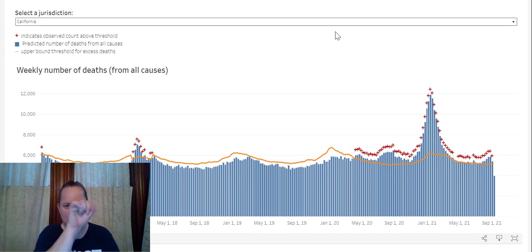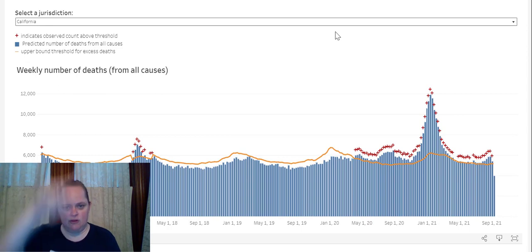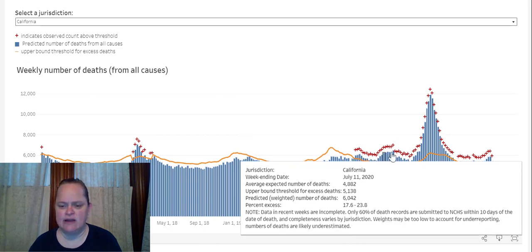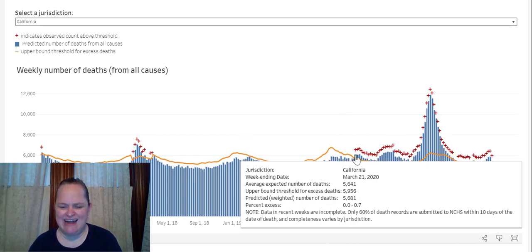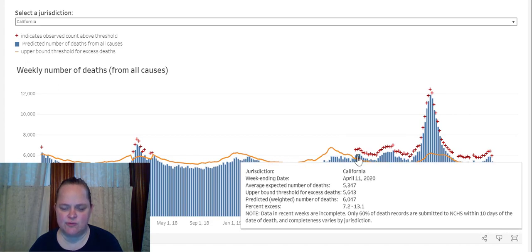Now, Texas stretches across the south, and California is more north-south. So what can happen, and I'm just using the CDC dashboard here, is that we do see a little bitty amount of excess mortality in the spring of 2020.